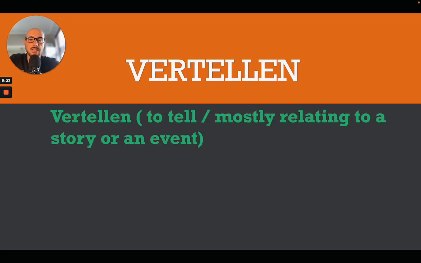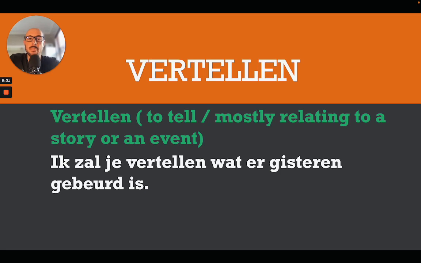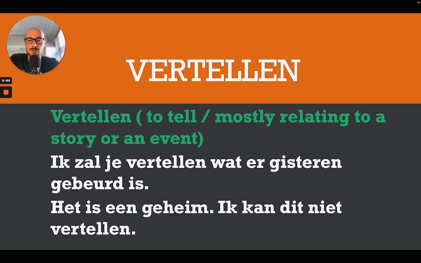We go to the last one, and the last one is basically vertellen. Vertellen is to tell, mostly relating to a story or an event. So let's take a look at the examples. Ik zal je vertellen wat er gisteren gebeurd is. I will tell you what happened yesterday. So you're going to tell a story about the events of yesterday. We'll take a look at the next one. Het is een geheim. Ik kan dit niet vertellen. It is a secret. I cannot tell this. So basically, there is a story, but because it's secret, you cannot tell that story.